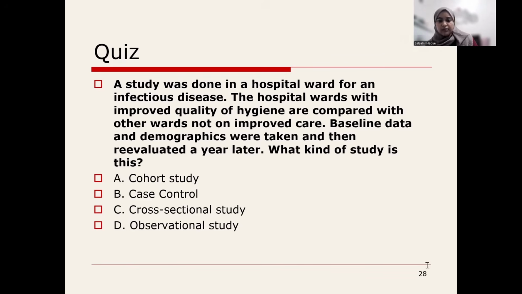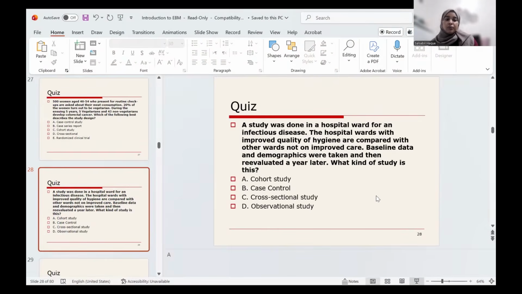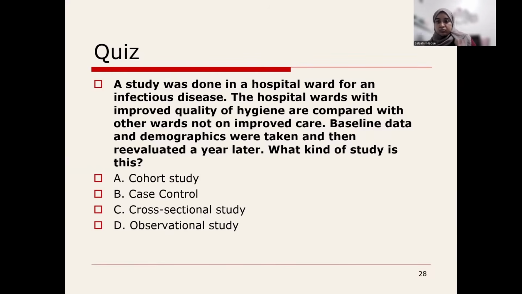If I'm not wrong, yeah, this is also a cohort study. So here we're taking exposures again. We're comparing increased quality of hygiene with another group that has a decreased quality of hygiene. And we are doing this, and then what are we finding here? Yeah, infectious disease. Baseline data were taken. Basically, I think this question is incomplete, but we're trying to find out the rate of infectious diseases, basically.